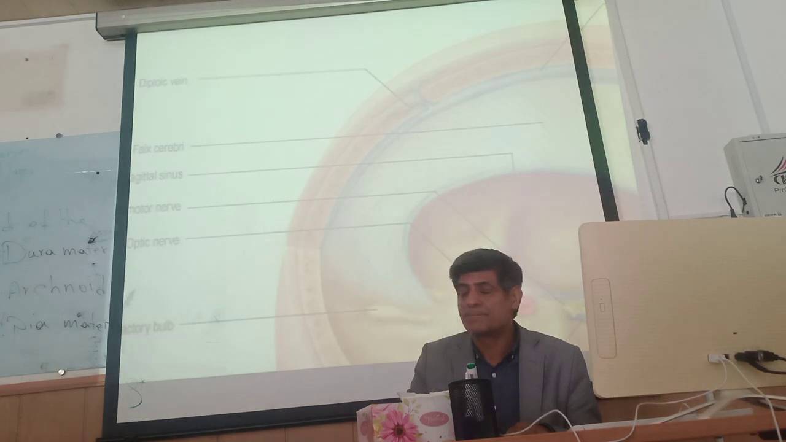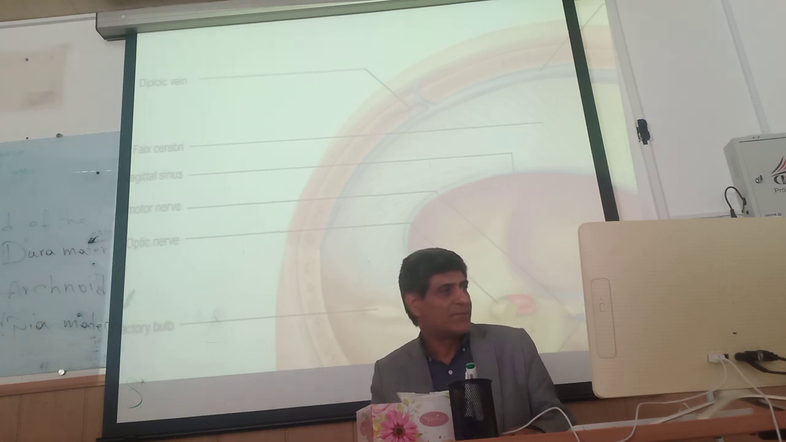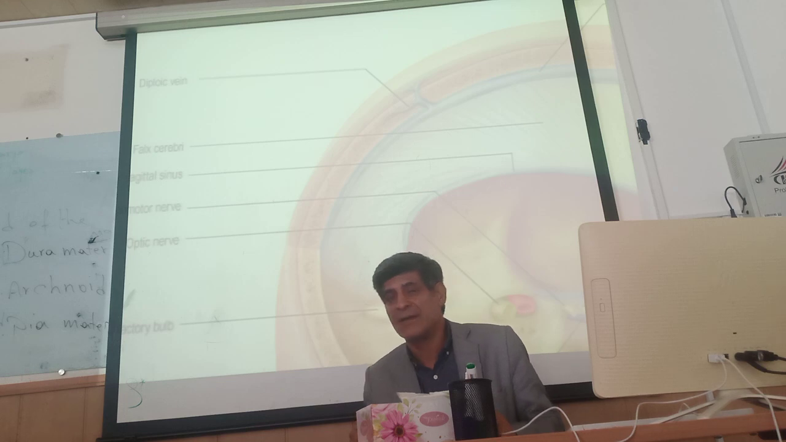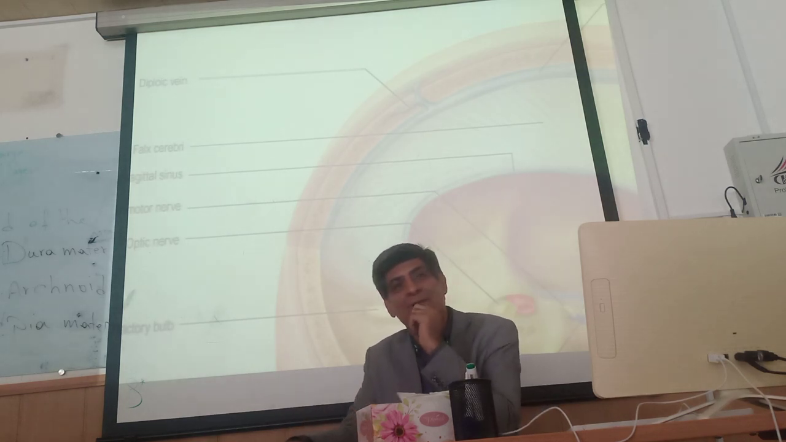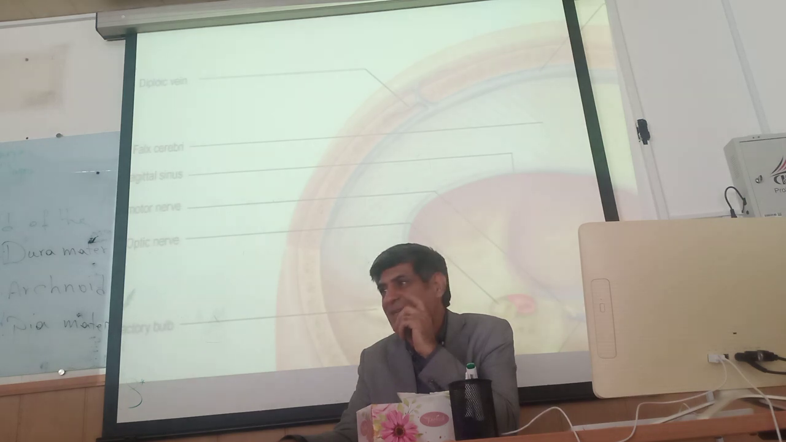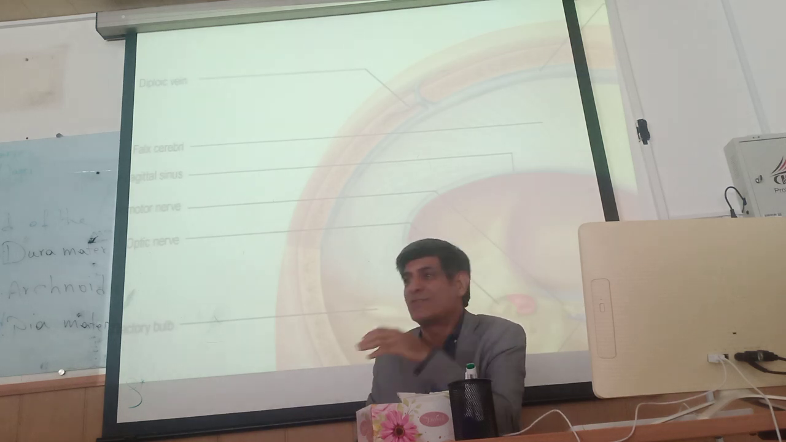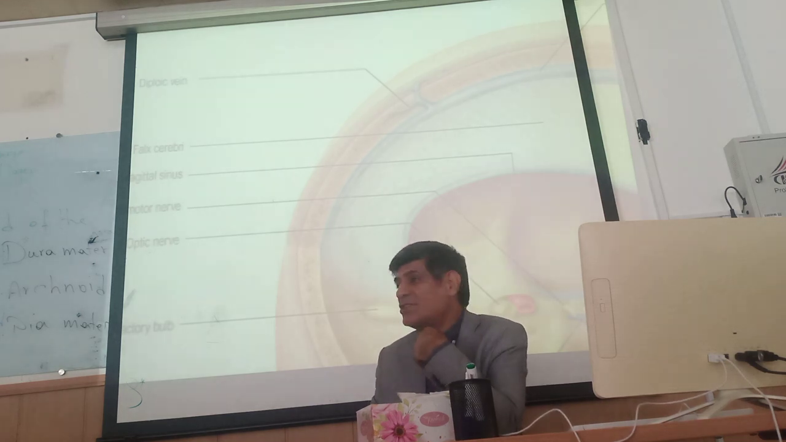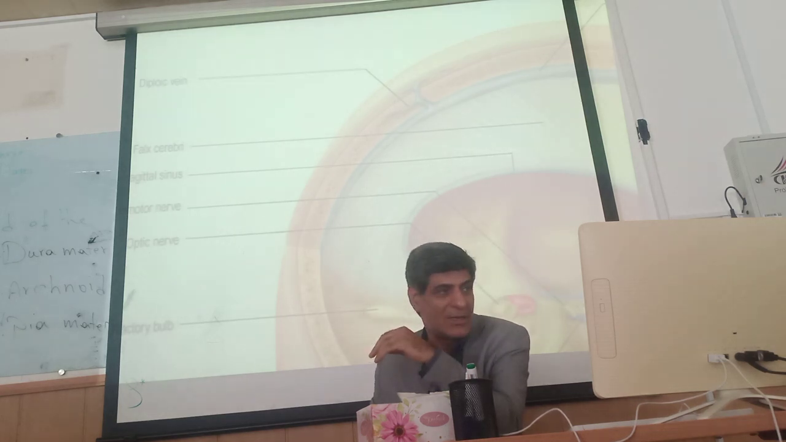Anteriorly the falx is attached to the crista galli. This is the falx cerebri. What's the meaning of falx? It means a sickle-like fold. The falx cerebri lies between the left and right hemispheres. It is formed from dura mater. Which layer of dura mater? The meningeal layer. This one is the falx cerebri.